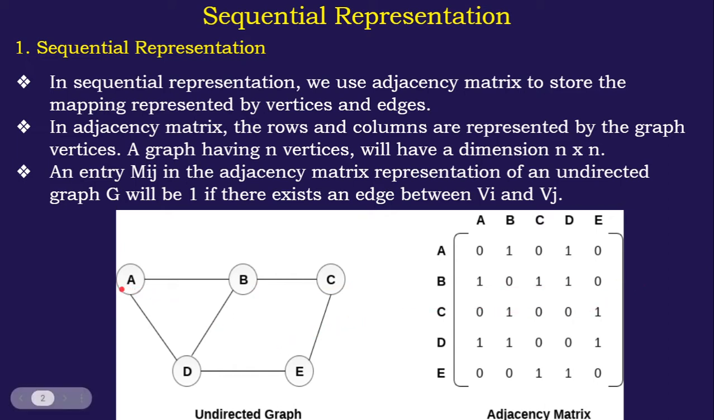So for A, the connectivity is to B and D. So from A, B is 1 and D is 1. For B, A, C and D are 1. For C, B and E are connected, so B has 1 and E has 1. For D, A, B and E: D has 3 connections. And finally E has connections to C and D. So this is how the sequential representation is done for adjacency using the adjacency matrix.